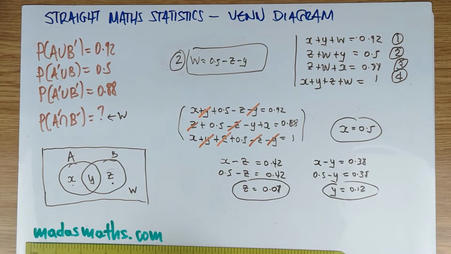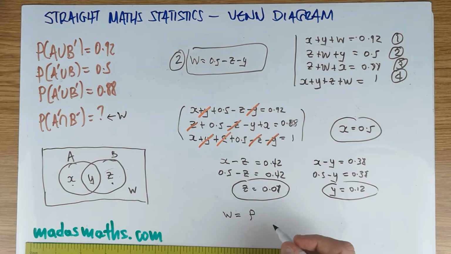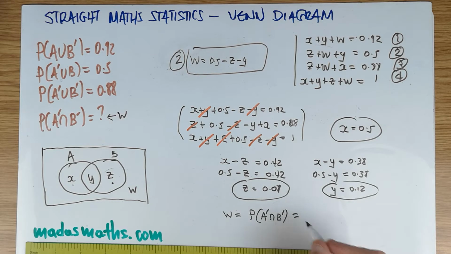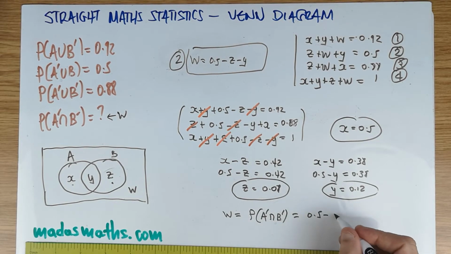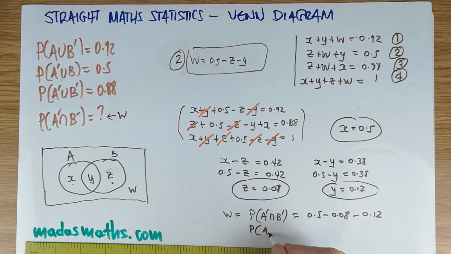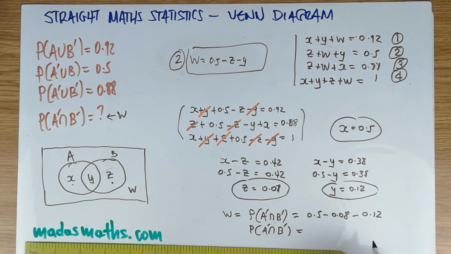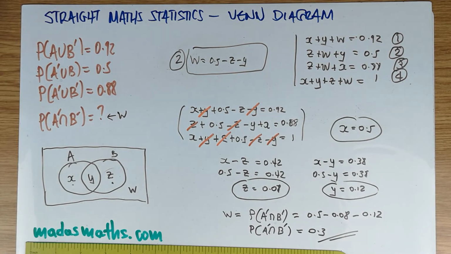And then we can return right at the top there to W, which of course is the probability of not A and not B. It is 0.5 minus Z, which is 0.08, minus Y, which is 0.12. So the probability of not A and not B is going to be 0.3. A rather nice number. And this is how we could have attempted this problem.